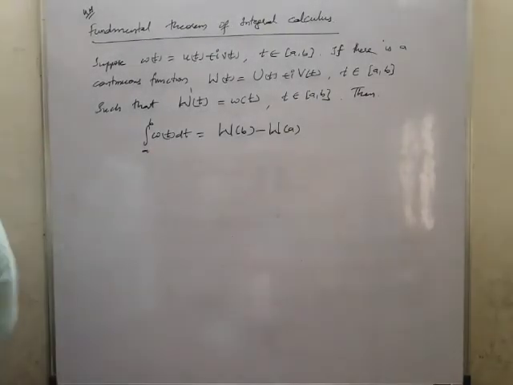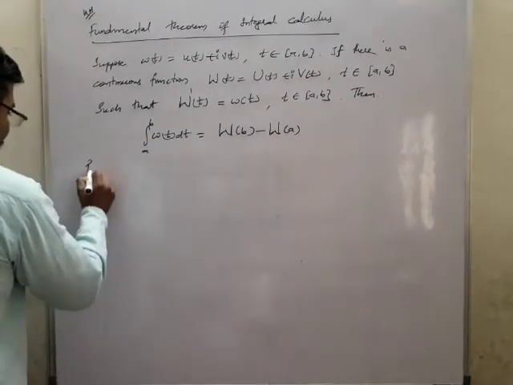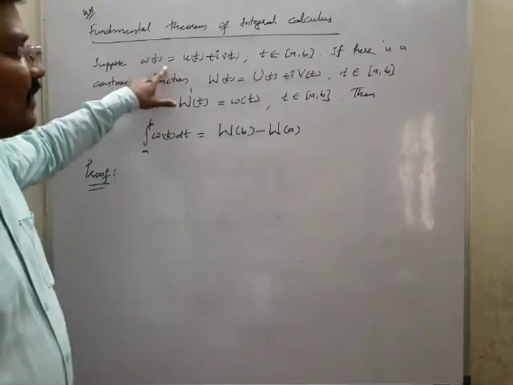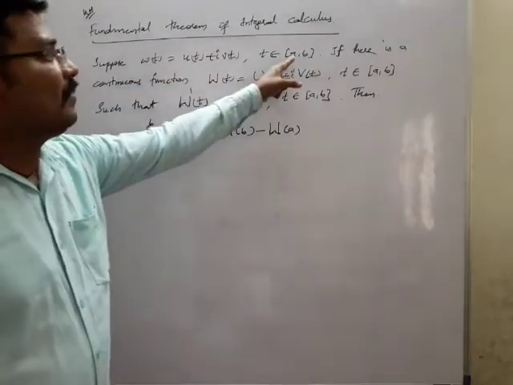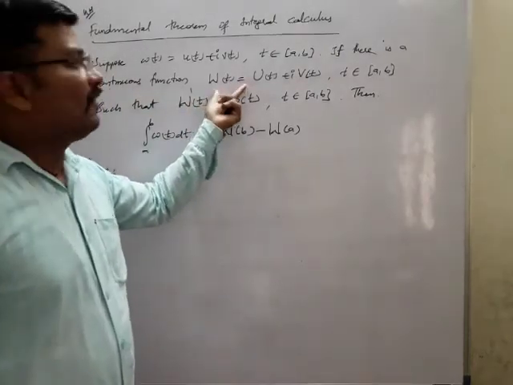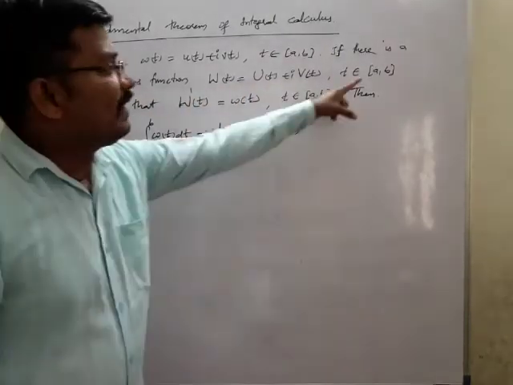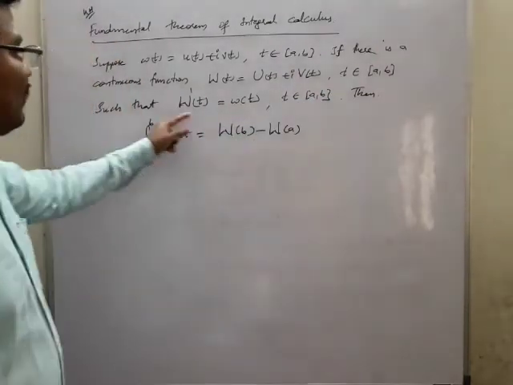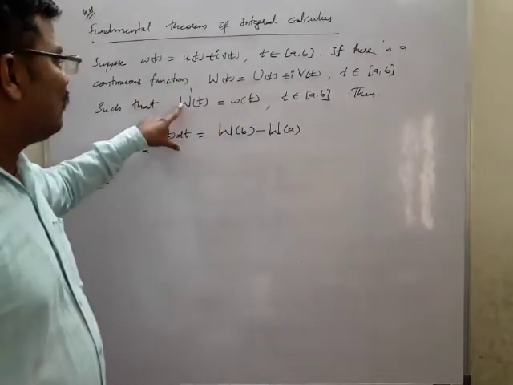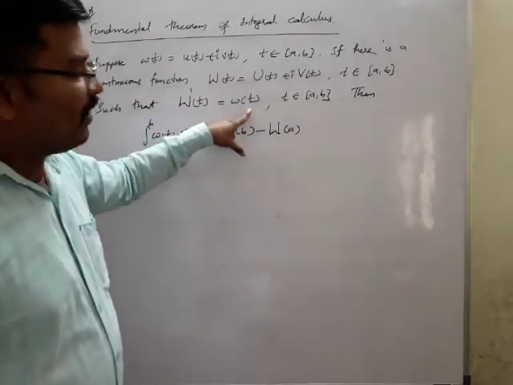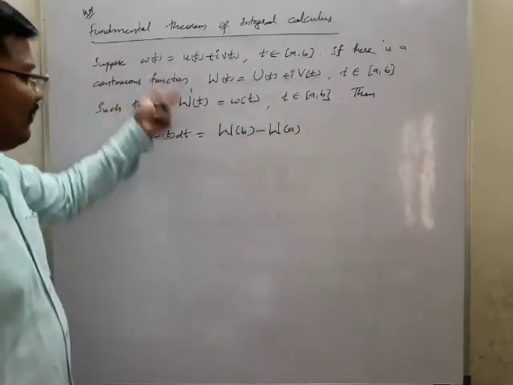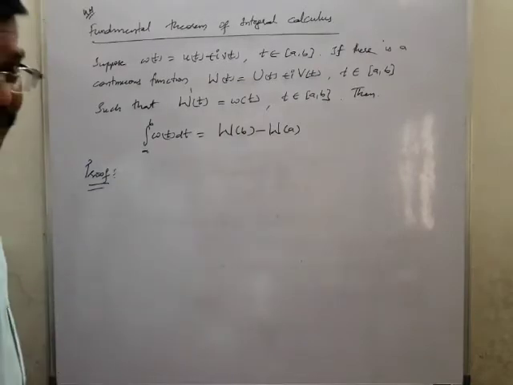So we need to prove the theorem. Now the proof is also very simple. What is given? Given w of t is equal to u of t plus i v of t, where t belongs to [a, b], and there is a continuous function capital W of t equal to capital U of t plus i capital V of t, where t belongs to [a, b], such that capital W dash of t is equal to small w of t. Then we need to prove that the integral from a to b of w of t dt is equal to capital W of b minus capital W of a.